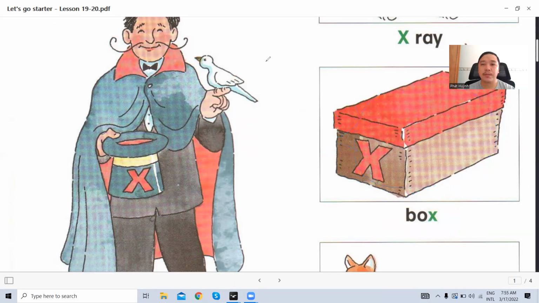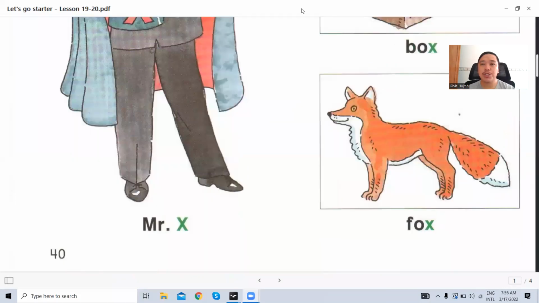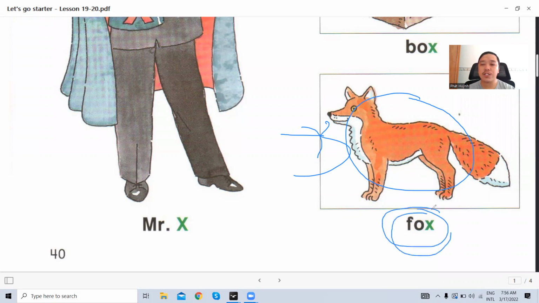Okay. The next picture, picture number three. What is it in English? Đây là gì trong tiếng Anh các bạn? That's right, fox. Okay. So what is fox? Fox là gì các bạn? Fox là con cáo.